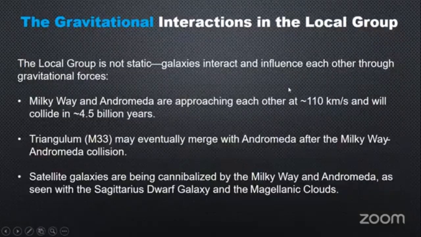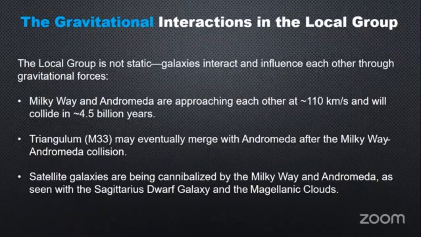So how about gravitational interactions in the Local Group? Like we said before, there's a lot of activity going on in the Local Group, a lot of gravitational interactions. For instance, we have just seen that the Andromeda galaxy and the Milky Way are going to collide in the next 4.5 billion years from now, forming Milkomeda. Eventually, the Triangulum galaxy is going to merge with Milkomeda. So we have a lot of gravitational interactions.